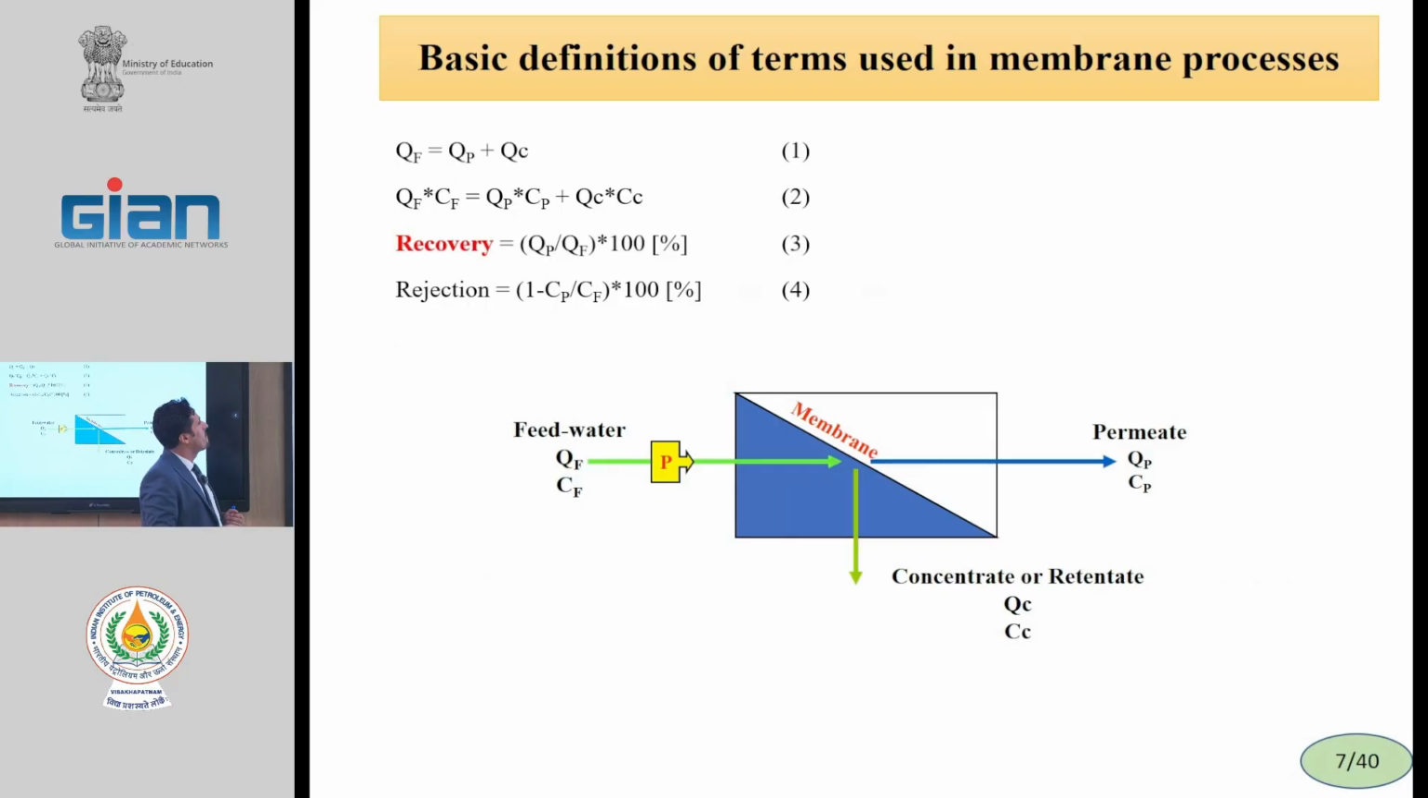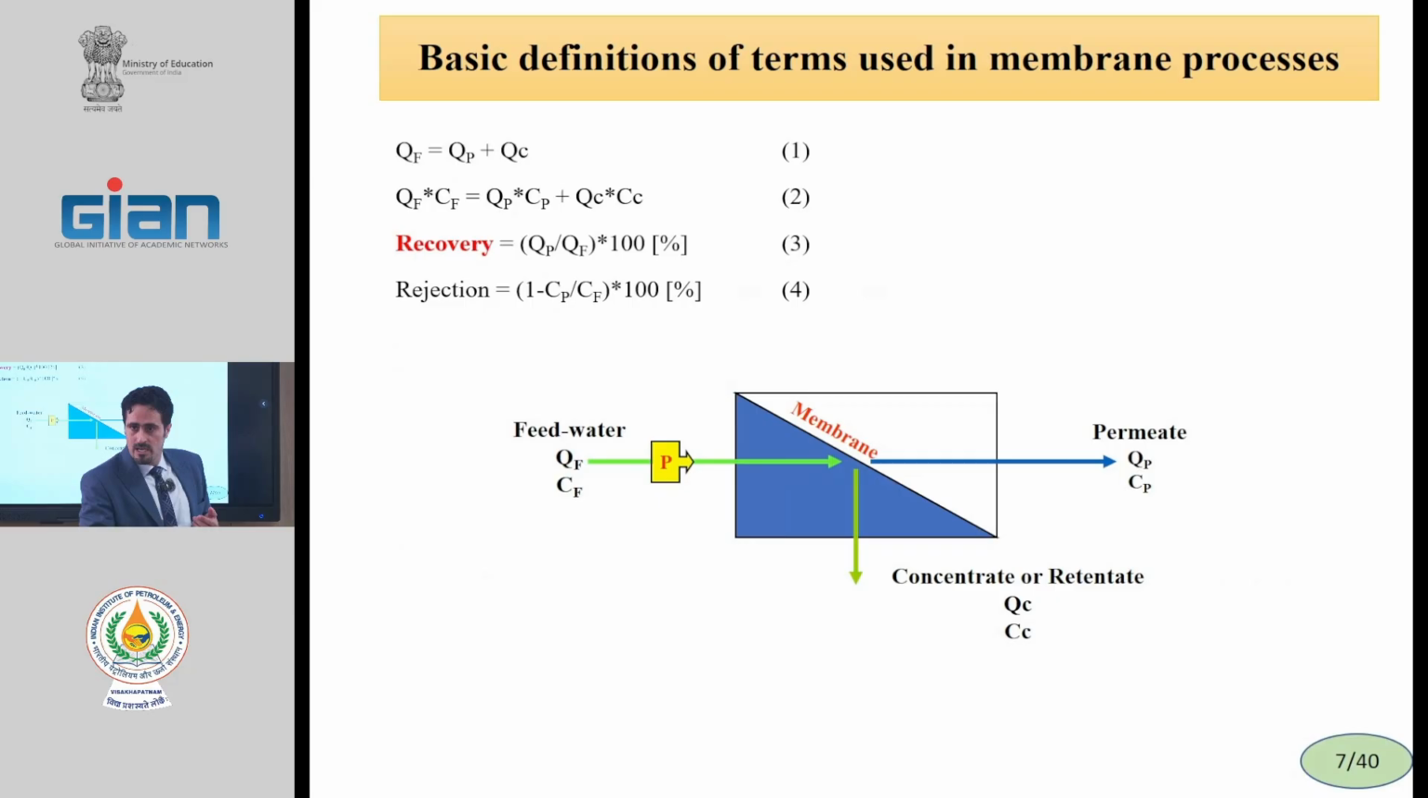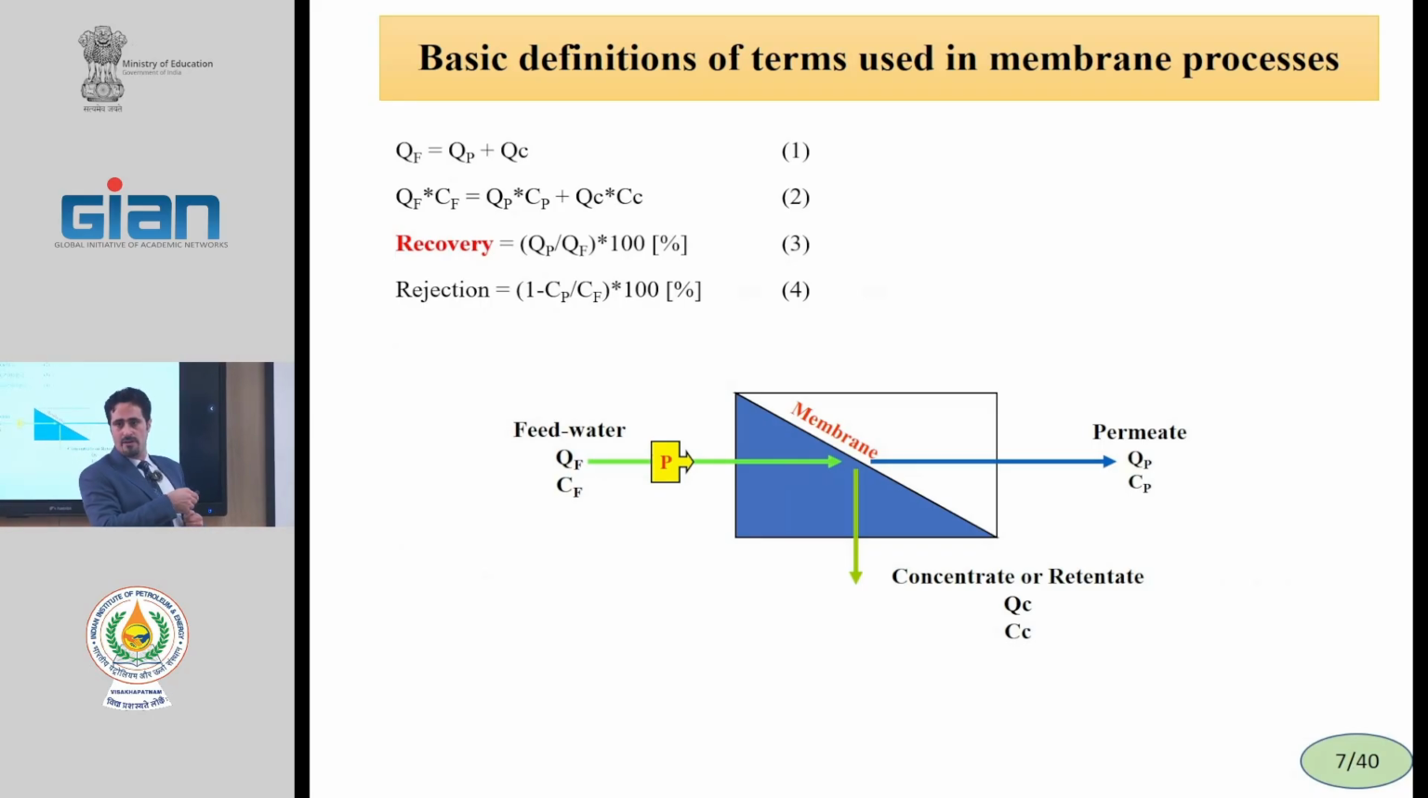Another definition is recovery. The membrane separation is a mass transfer mechanism, and we can write a mass balance for the feed and permeate. When we write the mass balance, we say that the flow of the feed is equal to the flow of permeate plus the flow of concentrate.